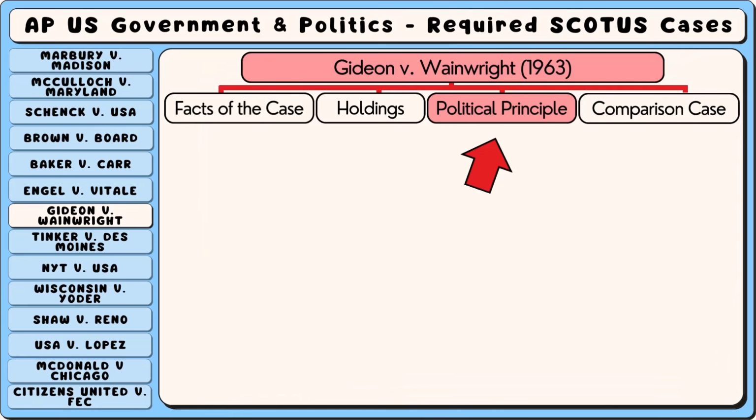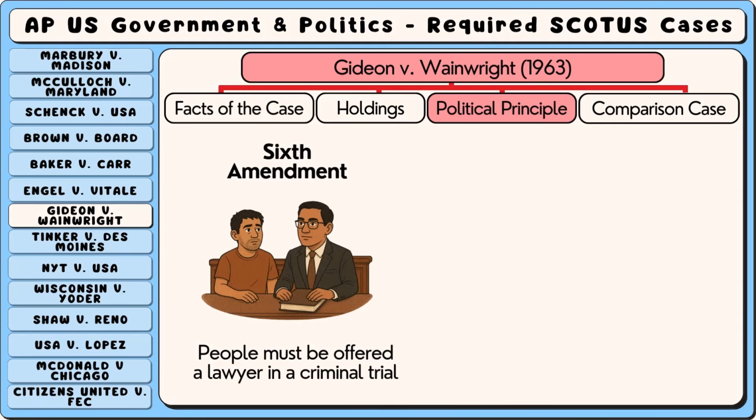Now let's look at the two political principles behind this case. First is the Sixth Amendment from the Bill of Rights. This amendment says that people must be offered a lawyer in a criminal trial.